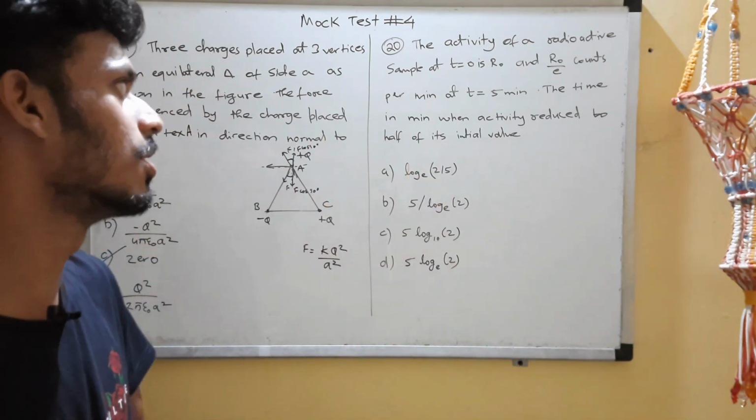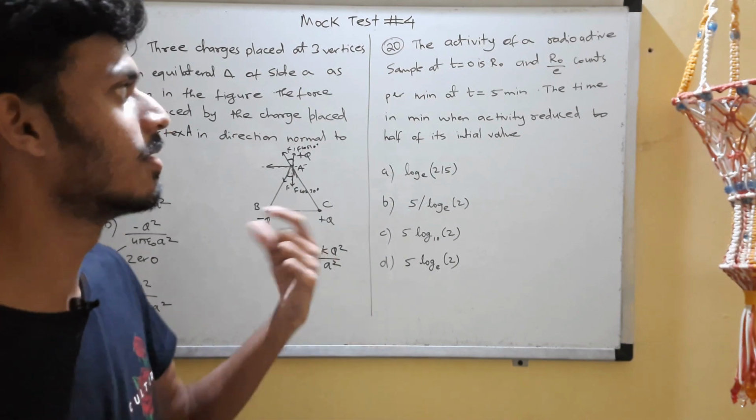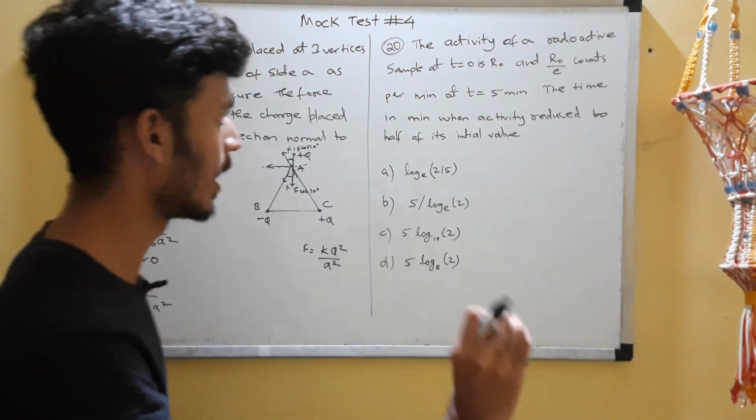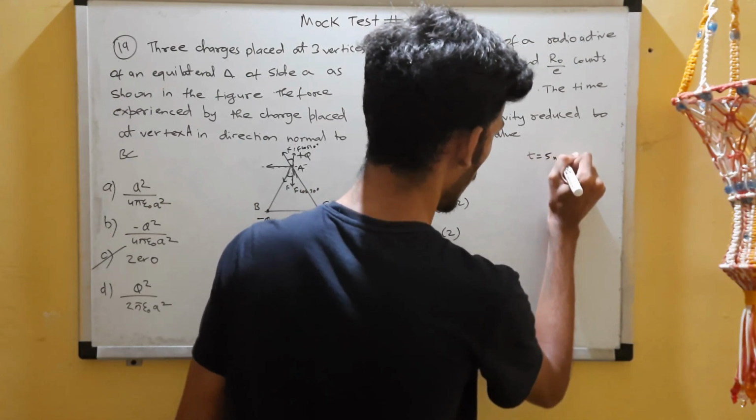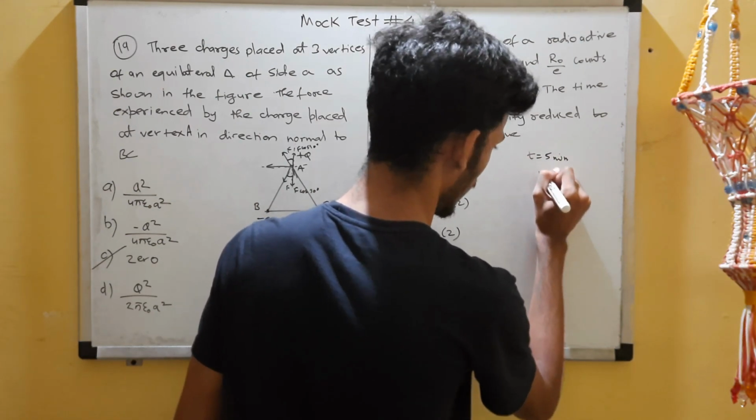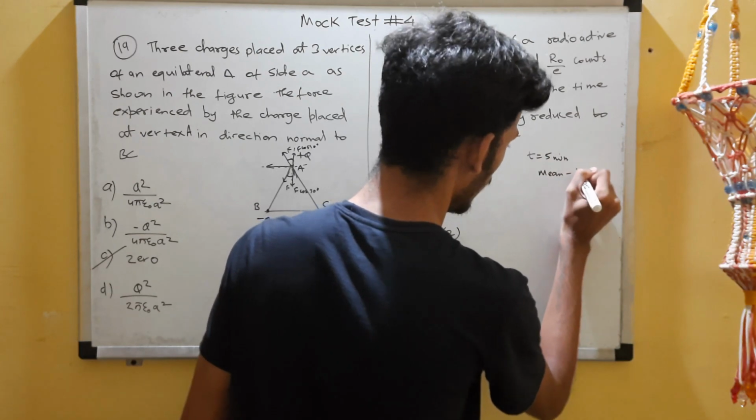Okay, that way also you could do, and solve that equation. You'll get the same answer as what I'm getting now. So basically I know that this t equal to 5 minutes is the mean time, or mean life, whatever you call it. Mean, because it's mean time.